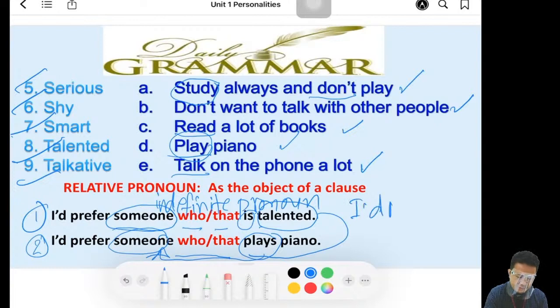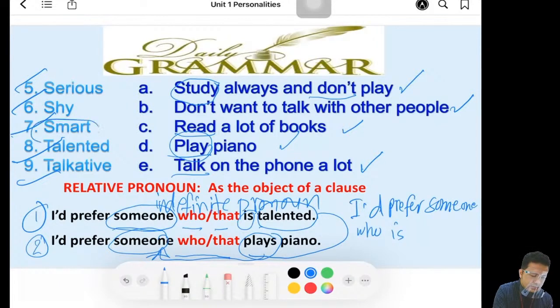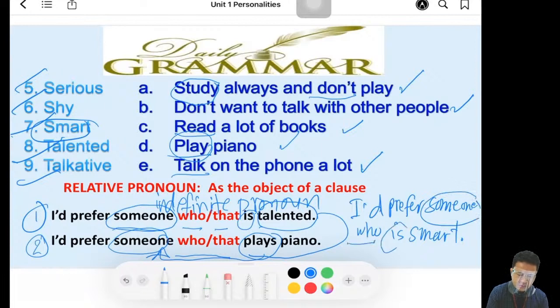I'd prefer someone who is, let's use the word smart. Smart. Very good. So this is our object. This is our relative pronoun. We use is because someone is always followed by a singular verb. And we use the first vocab, which is smart. This time, let's try to use the meaning of smart in a sentence.